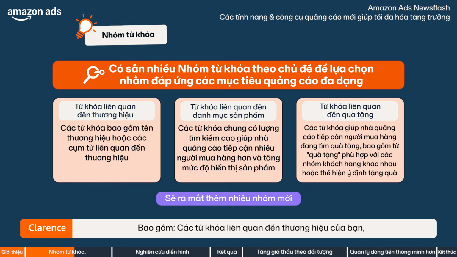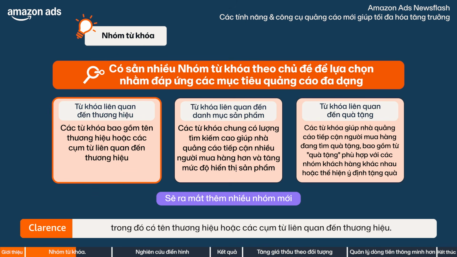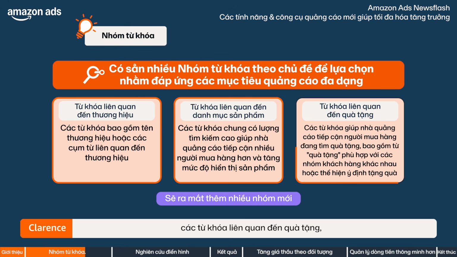There are keywords related to your brand. That includes your brand name or phrases related to your brand. Trending keywords, which are high search volume generic keywords that advertisers can use to generate reach and exposure. And lastly, gift-related keywords, which advertisers can use to reach shoppers looking for gifts, including the word gift for various personas.